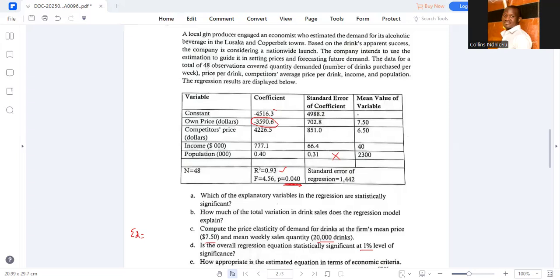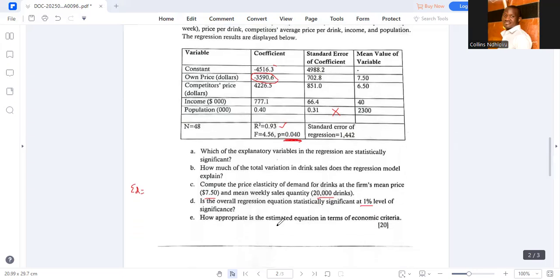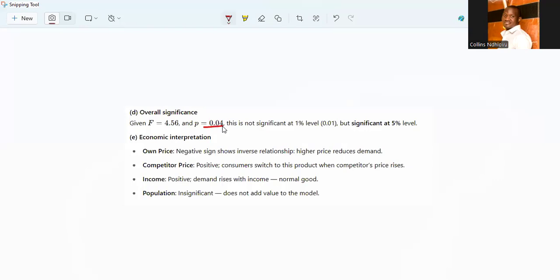So the other question is, how appropriate is the estimated equation in terms of economic criterion? So economic interpretation. Let's start with what I explained in terms of the overall significance at 5%. Is it significant? We said it is not. Why? Because the 4% is more than the 1%. But if it was at 5%, we would say it is significant. So here it is not significant.